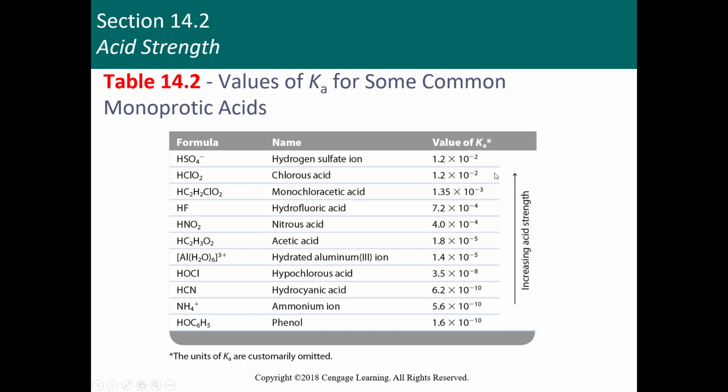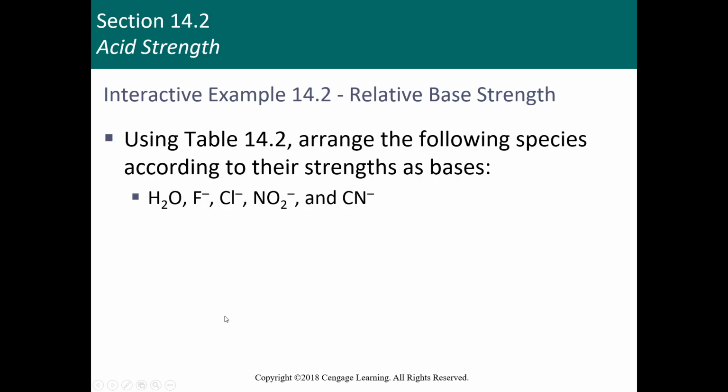All right, so our K, of course, the smaller this value here, the -2, is a larger value overall, right? 10 to the -4 is actually a smaller value. 10 to the -10 is an even smaller value. It's an extremely small value, actually. And so what we're looking at here is the stuff on the top is your stronger acids, not strong acids. They are stronger. Down here, these are the weaker acids. And so H2O, F minus, Cl minus, NO2 minus, and CN minus.